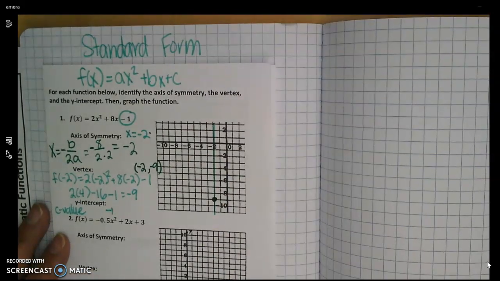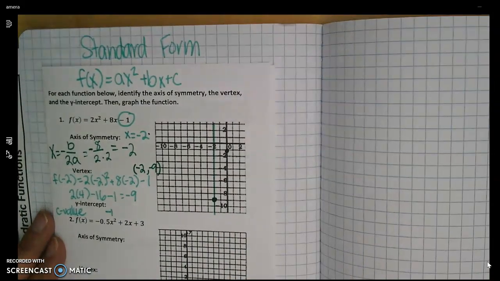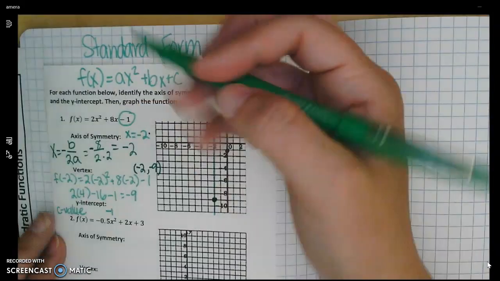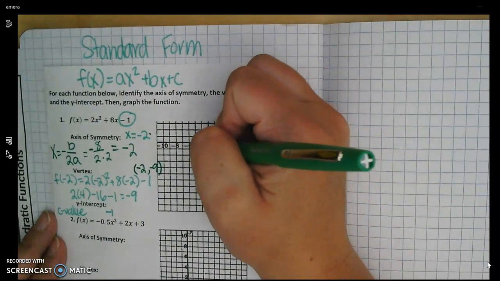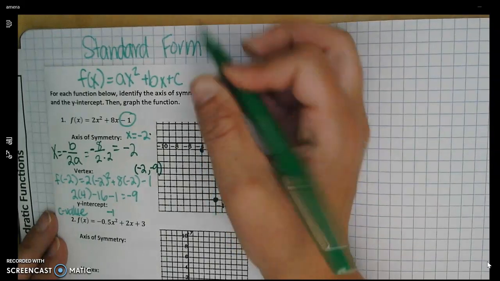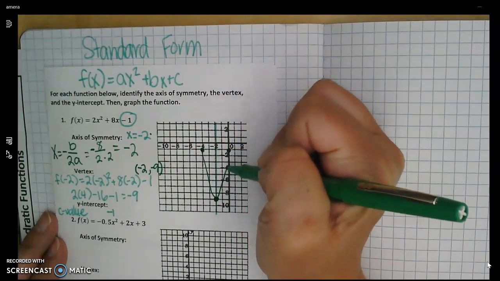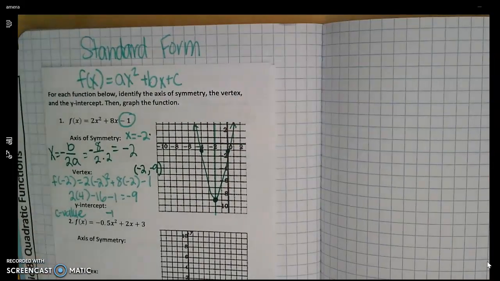So that means that I can plot a second point on this parabola. Once I plot that second point, I have enough to graph it. The reason why is I can just mirror this second point over here. I now have 3 points that, if I were to draw a nice little U shape, there's my parabola.